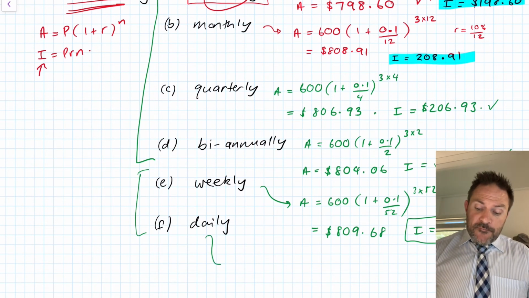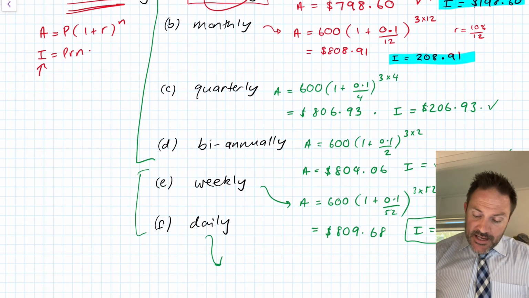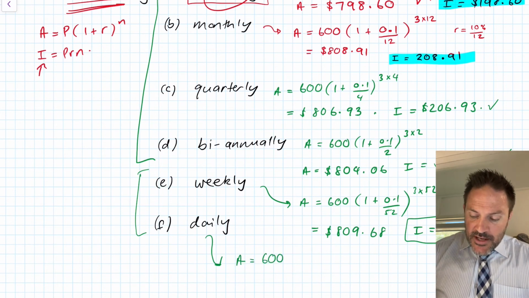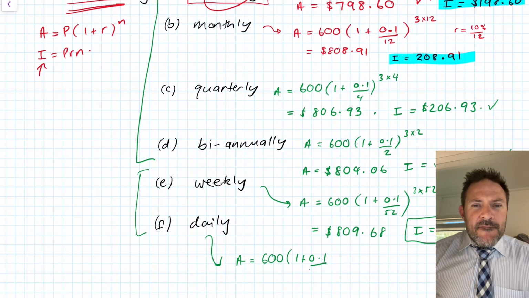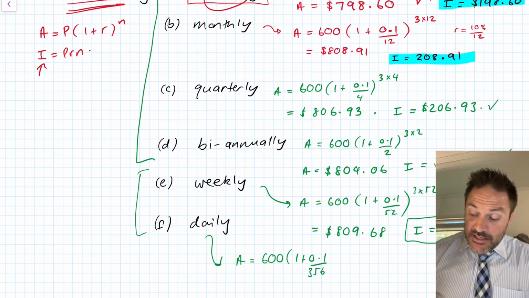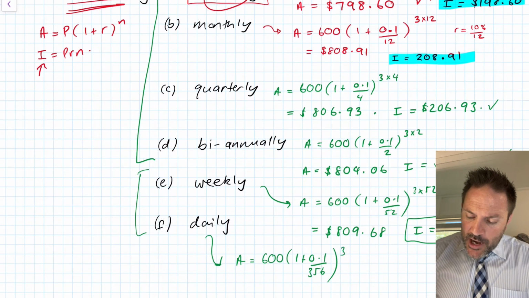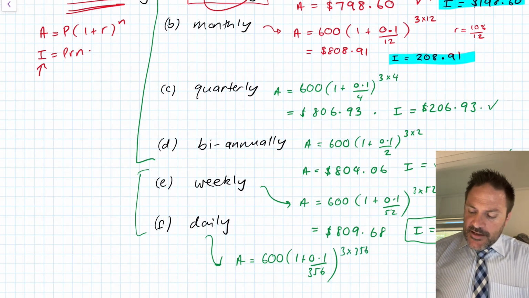I'm going to finish it off by doing daily. So A equals 600. I've got my 1 plus 0.1 over, well, how many days in a year? 365, most years anyway. And then to the power of 3 times 365.